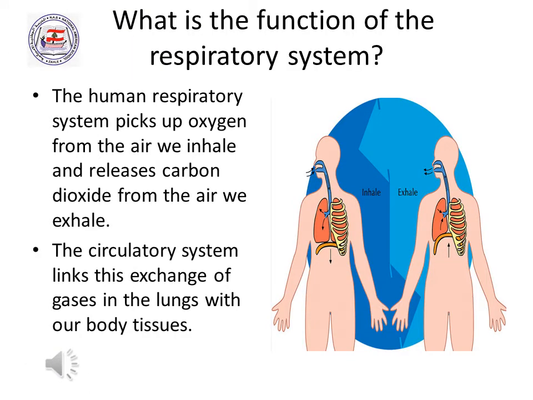What is the function of the respiratory system? The human respiratory system picks up oxygen from the air we inhale or breathe in and releases carbon dioxide from the air we exhale or breathe out. The circulatory system links this exchange of gases in the lungs with our body tissues. As you can see in the figure, the process of inhalation is represented by the arrow that enters from our nose, and the process of exhalation is represented by the arrow that takes out air from our nose.